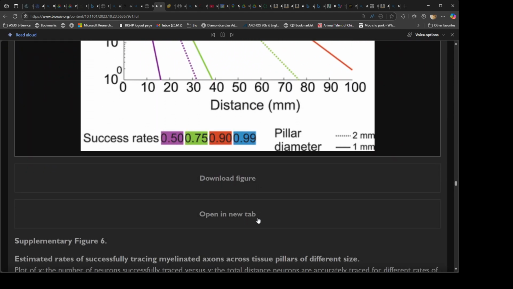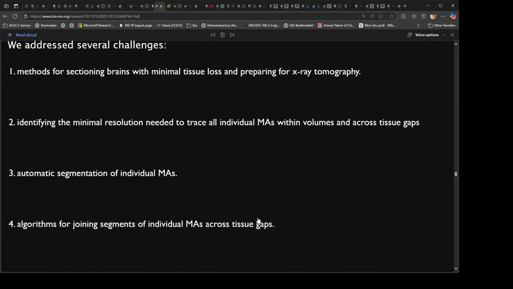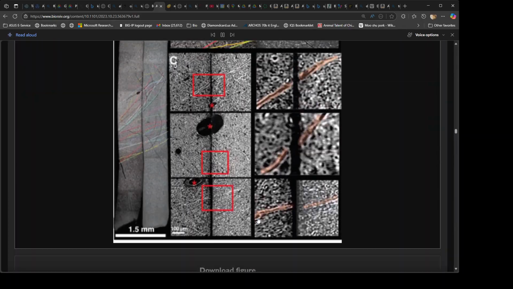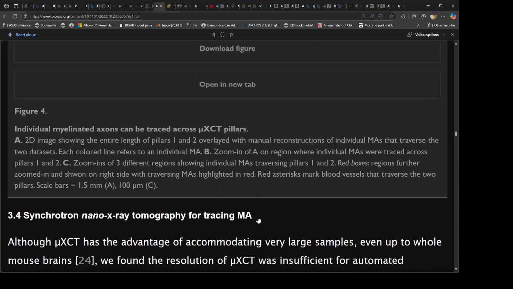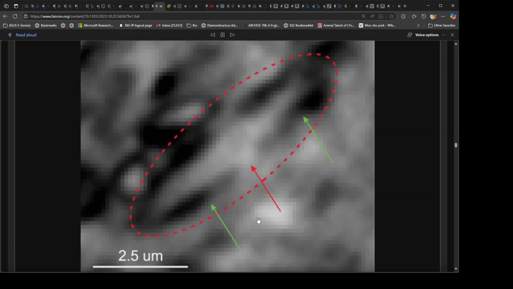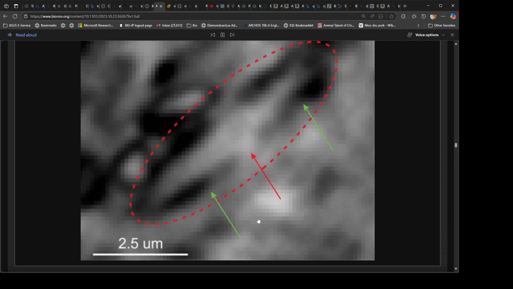Supplementary Figure 4. Nodes of Ranvier can be identified in NXCD. Zoom in of an individual myelinated axon, red dotted circle, with a node of Ranvier. Red arrow points to the node of Ranvier and green arrows point to the portion of myelin flanking the node of Ranvier. Scale bar equals 2.5 µm.